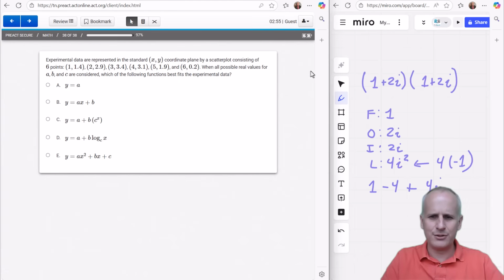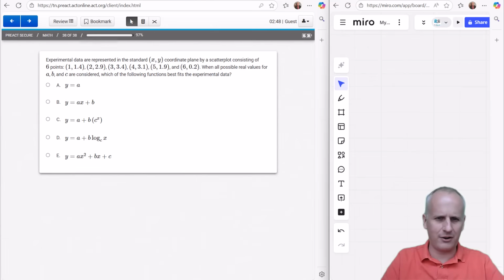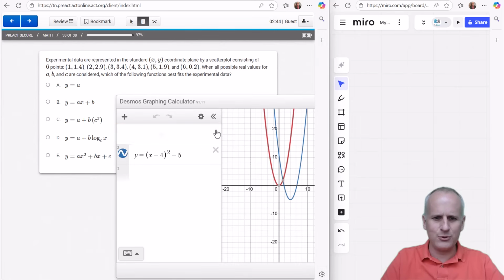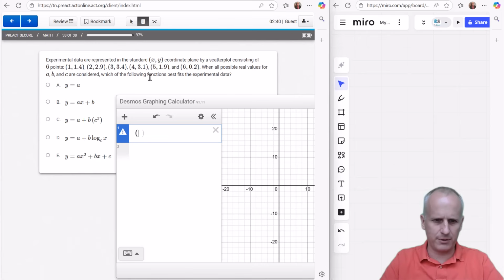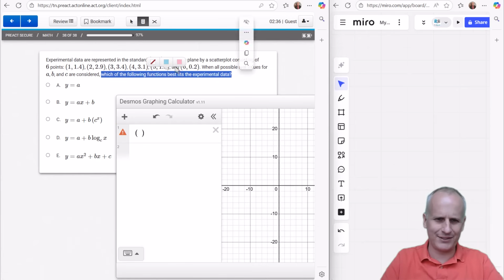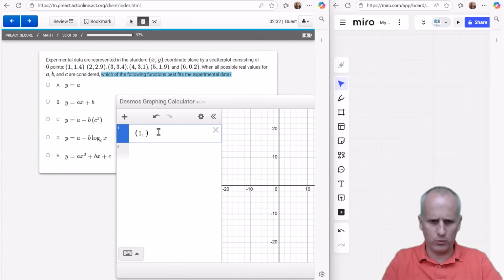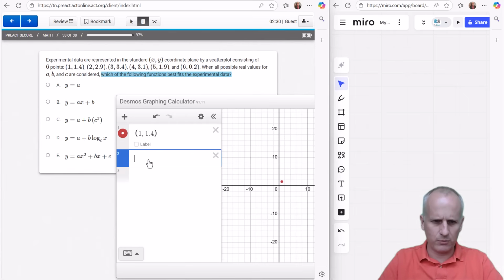And moving on to the last problem, once again, we are going to rely solely on our graphing calculator. So let's pull this guy up once more. And you can actually put in these graph points. So we're being asked for which function best fits the experimental data. And we're going to just put in 1, 1.4. We're going to put in 2, 2.9. You've got to put the parentheses around it, of course.